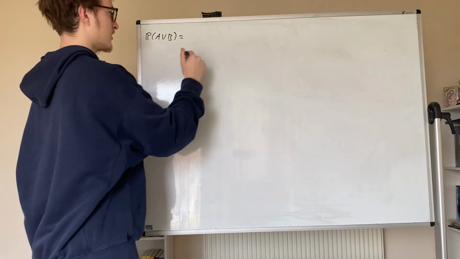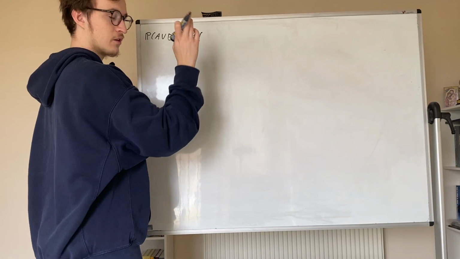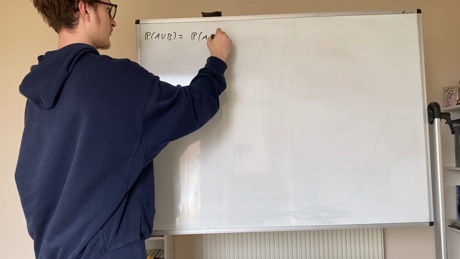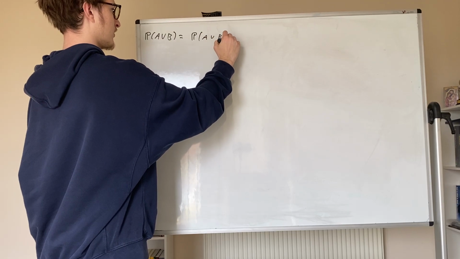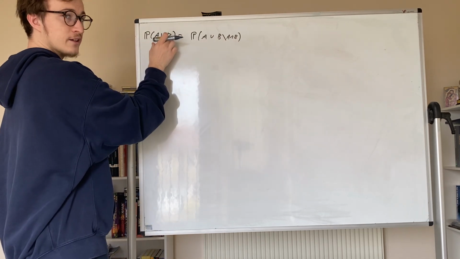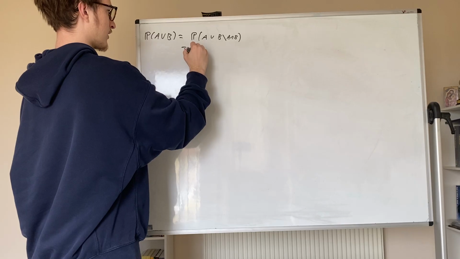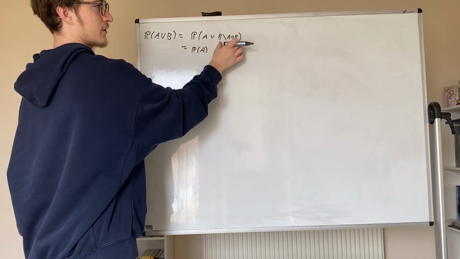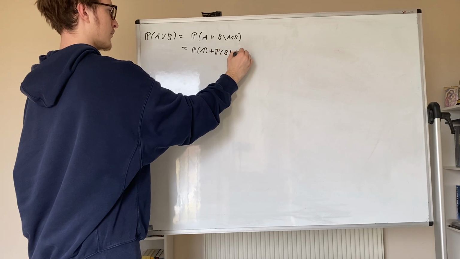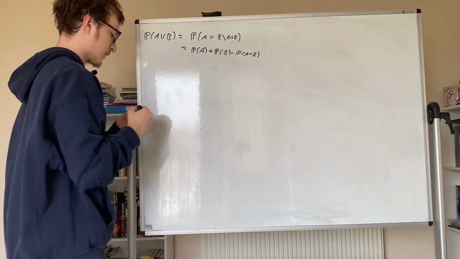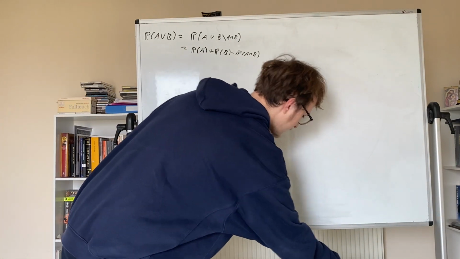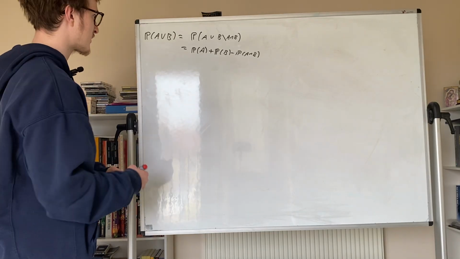We can write A union B as the union of two disjoint sets, as P of A union B set minus A intersection B. Now these two things are disjoint, and this is still equal to that. And this is now given by P of A plus the probability of that, which is just P of B minus P of A intersect B, like so. Okay, this is well known. Now, let's apply this to three sets.